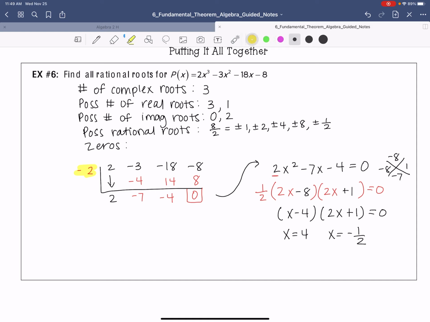Notice these are both real and they are rational. So these numbers should be a part of our list. And they sure are. 4, 4, -1/2, -1/2. So for instance, if we had found 4 first, that's totally fine. 4 would have worked over here and -1/2 would have worked over here. So list out our zeros here. We have -2, -1/2, and +4.